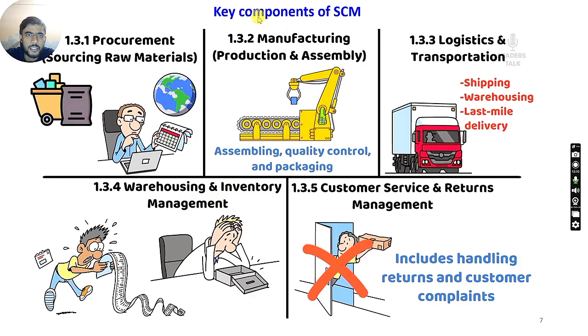These are the key components of supply chain management. First of all, procurement, which we already discussed in our first slide. This is sourcing raw material. It is very initial and very important for us. Then manufacturing, production, and assembling, quality control, and packaging. Then logistics and transportation. We already saw all these things.